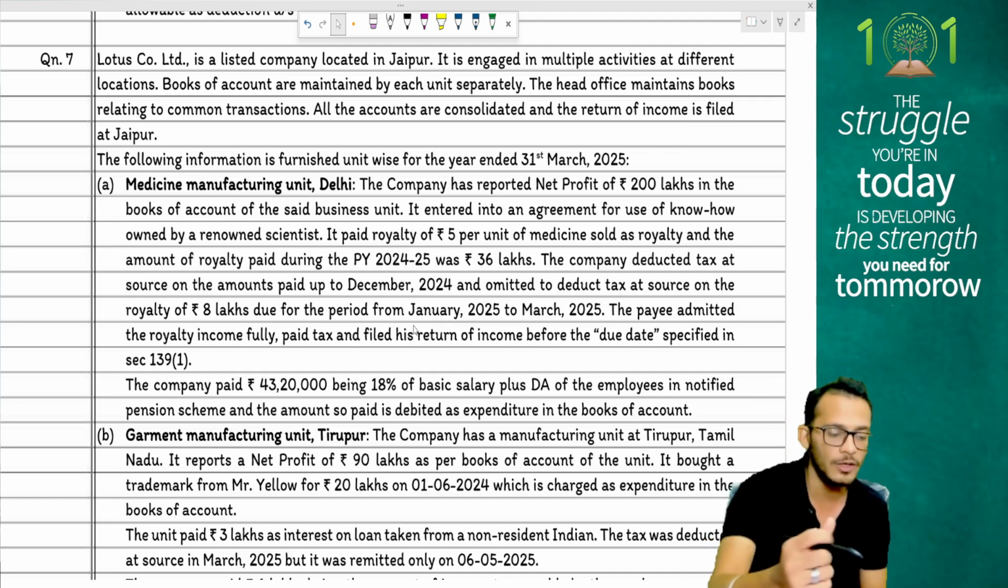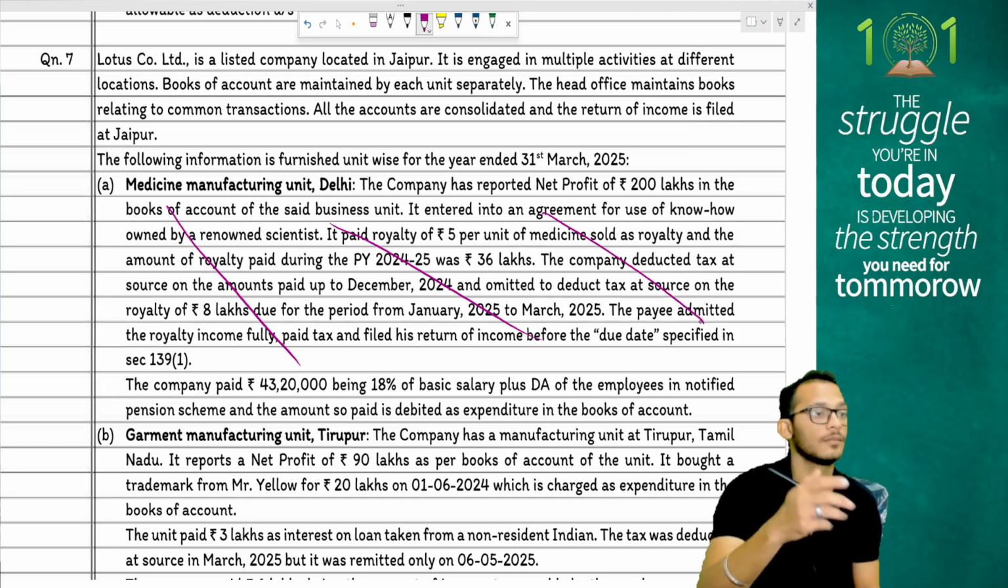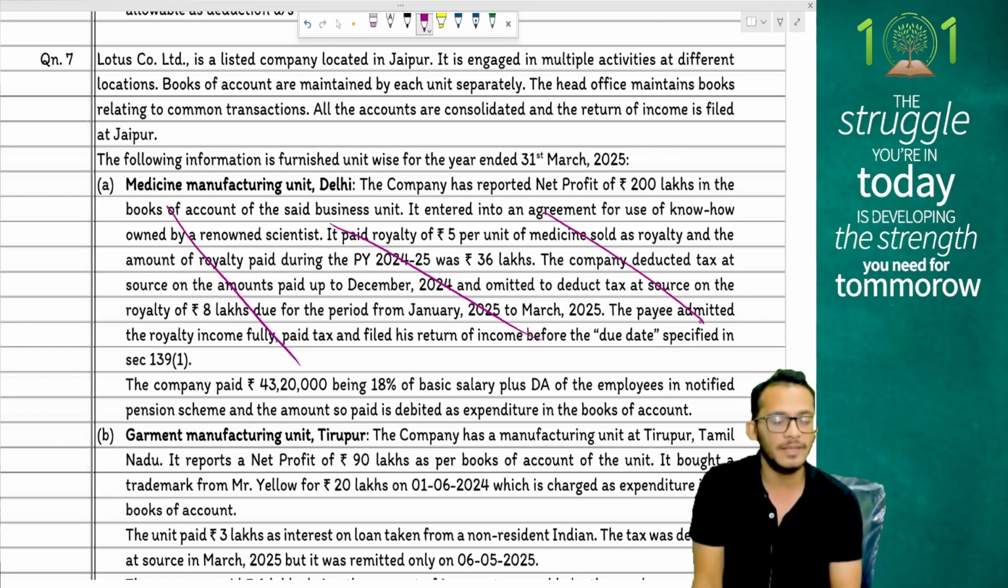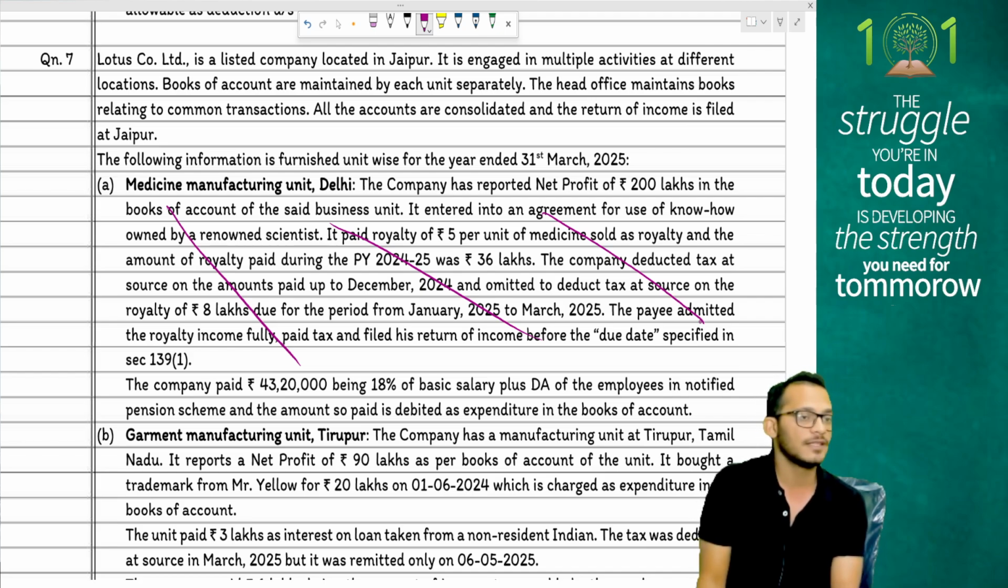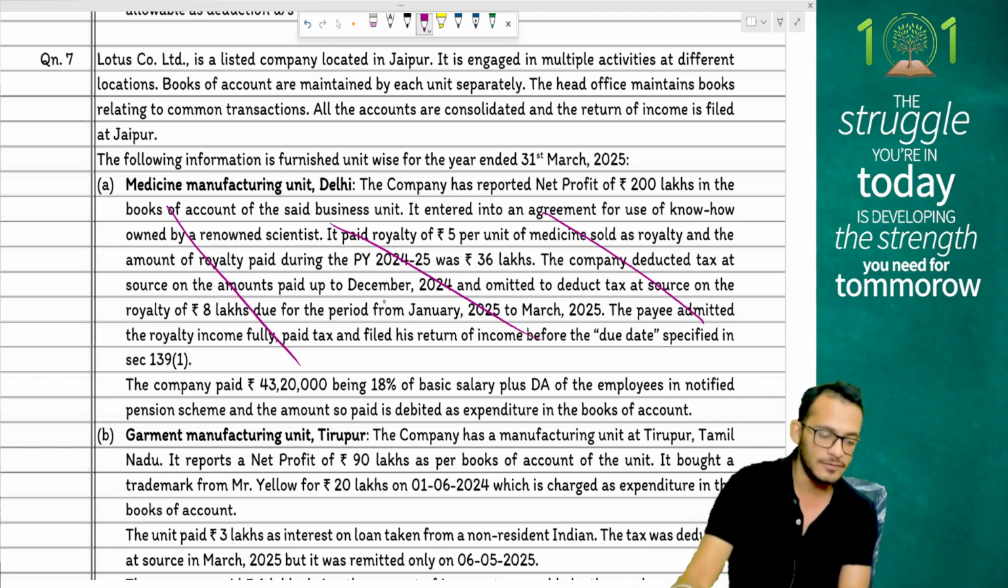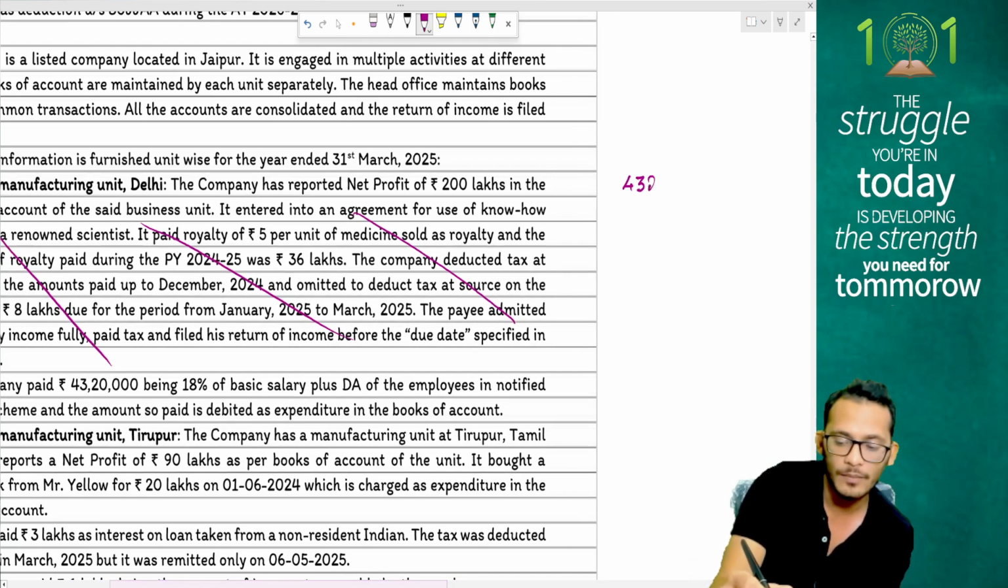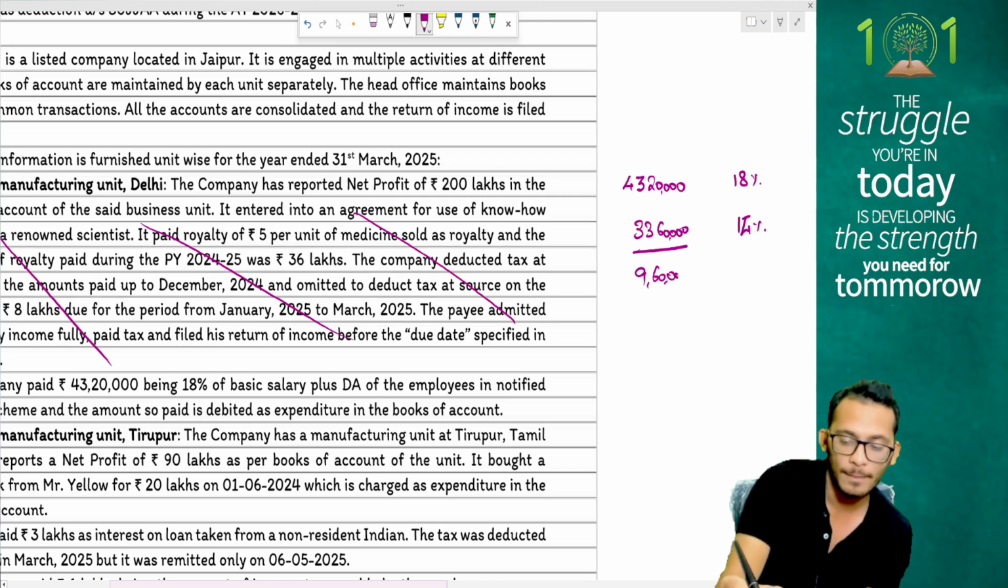So technically out of this whole table, the only thing to be kept in mind is you have to disallow 2.4 lakhs. Next, the company has paid 43,20,000 being 18% of the basic salary plus DA of the employees in notified pension scheme, and the amount so paid is debited to P&L account. I have paid 18%. I can only pay 14%. Reverse to get the number. So 43,20,000 is 18%. I want to know how much is 14%. 33,60,000. How much excess have I paid?